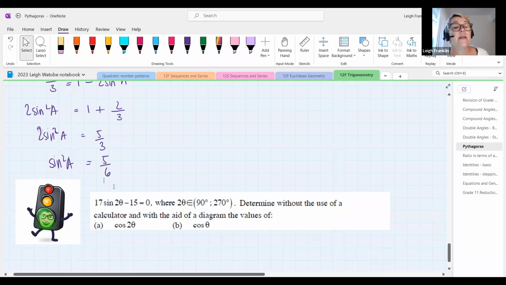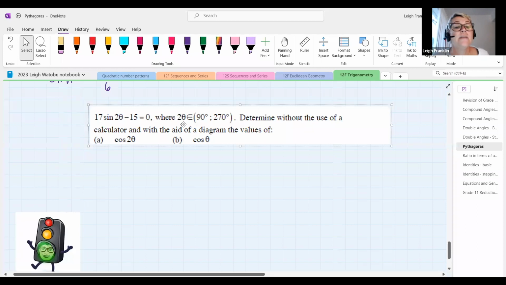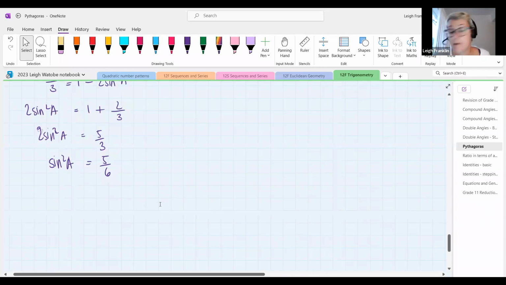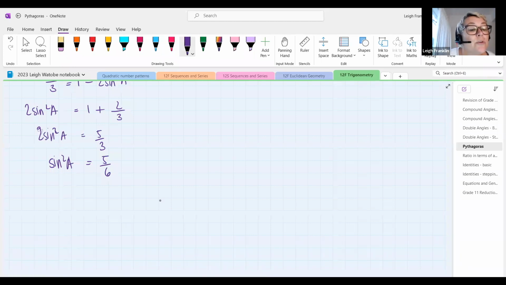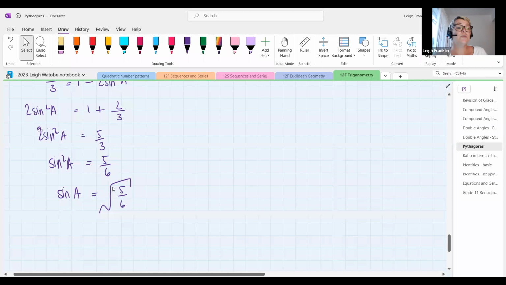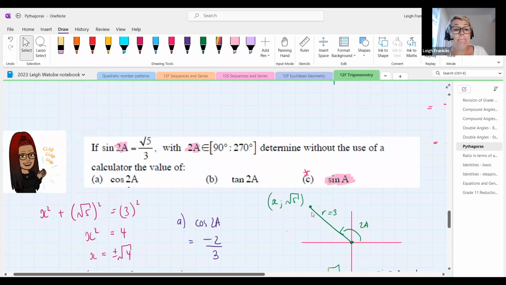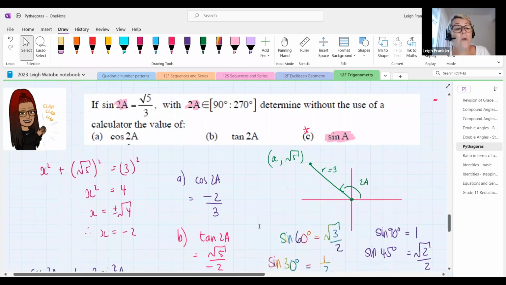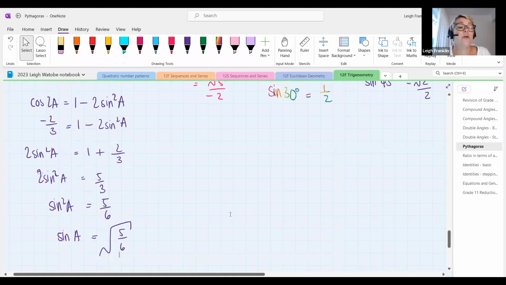And now I need to take the square root. So sine a is going to be equal to the square root of 5 over 6. I should also consider plus minus here, but I'm just going to go back and have a look. 2a meant that I was in the second quadrant, so half of a means that I would then be in the first quadrant, where sine a would be positive. So I'm only going to consider the positive answer.